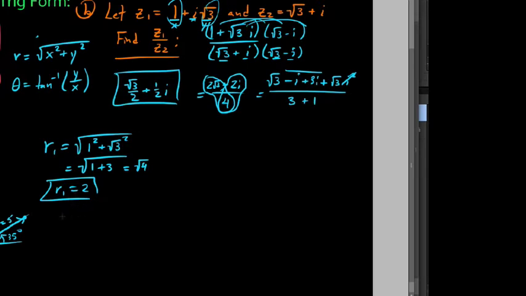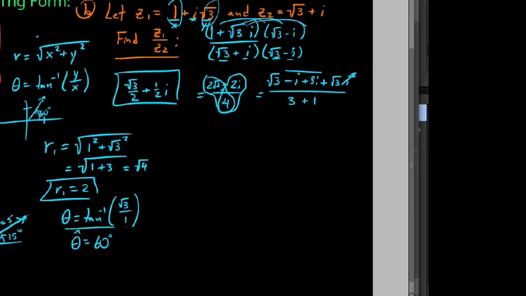Now let's go find our argument. Theta is equal to tangent inverse of y over x. Our y value here is radical 3, and our x value is 1. The tangent inverse of radical 3, you should know this one, is 60 degrees. Now this is our reference angle, but given that 1 plus radical 3i is in the first quadrant, right 1 and up radical 3, this reference angle of 60 degrees is its own angle in standard position. So we now have the argument and the modulus. Our first number z1 in trig form is 2 cosine 60 degrees plus i sine 60 degrees.